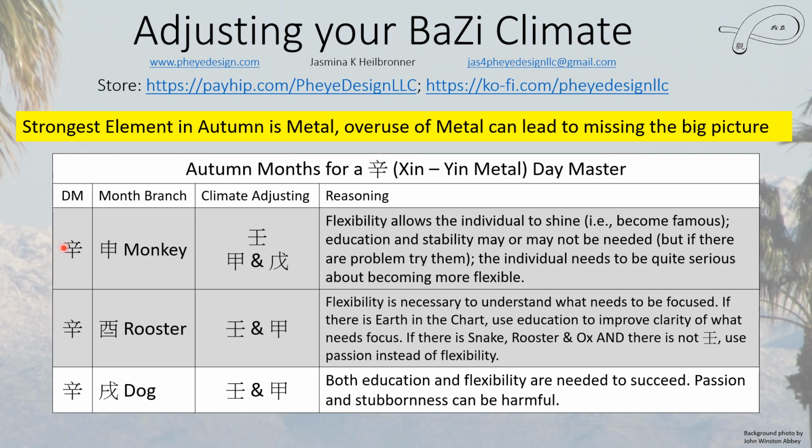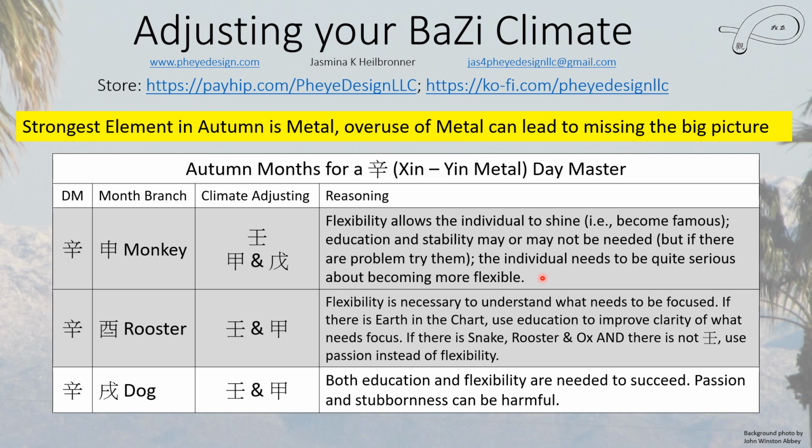So back to here, what does this really mean? Sin Metal Daymaster born in the month of the monkey, they need flexibility to shine. They also need education and some stability, and that's usually in routine. But it may or may not be needed. If there's a problem, you try them. That's the key. And whether or not it's needed is whether or not you have a problem.